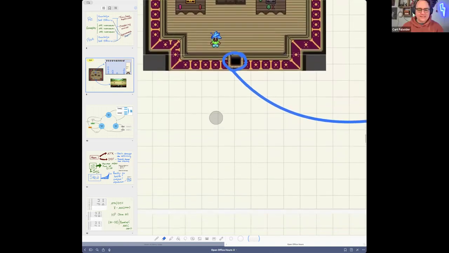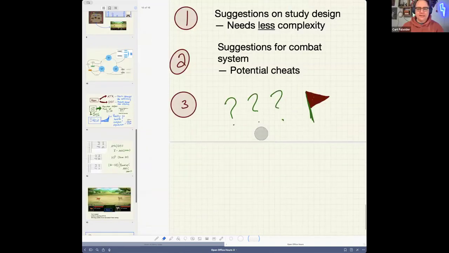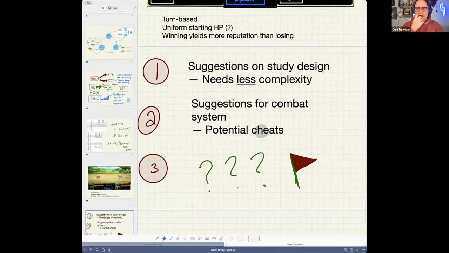Yeah, that's it. That's the game. That's the study design. So any suggestion on study design, the combat system, and then any other red flags that people are seeing just going through this.